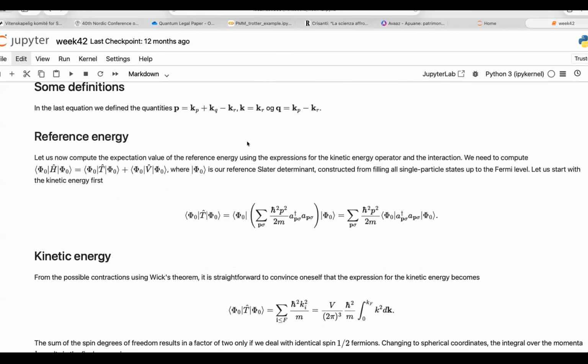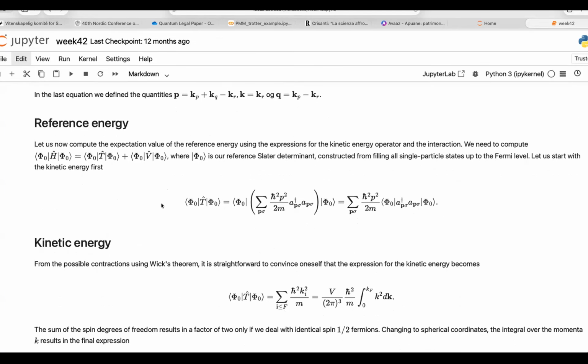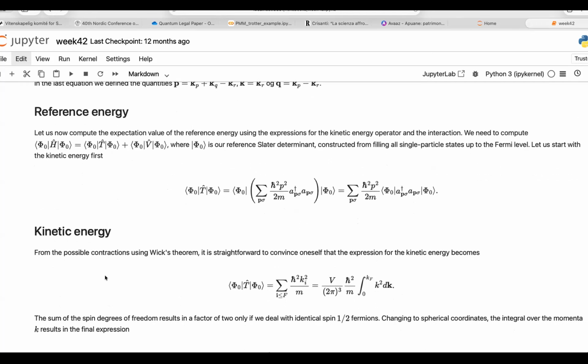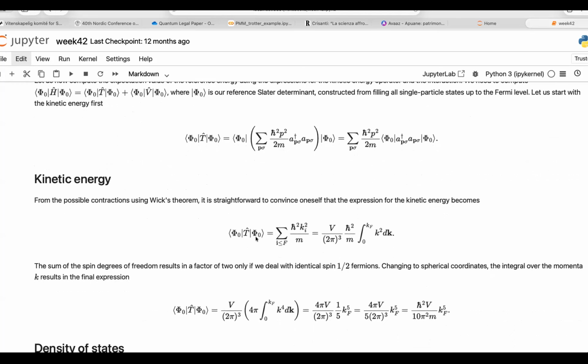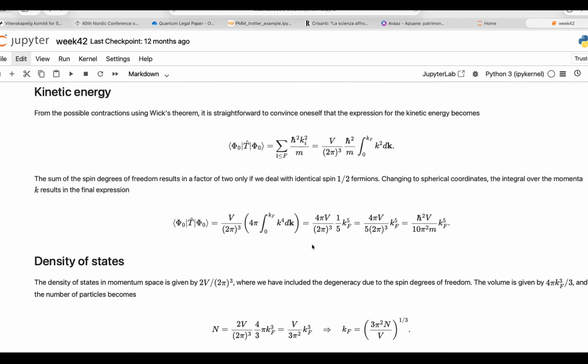Then what we also did was to compute the expectation value with a given Slater determinant. In our case, this could be the Hartree-Fock Slater determinant. And in that case, what we did was simply to evaluate these terms here. And we found that this is given by the Fermi momentum to the power of 5. There's a volume element divided by the mass, and then a natural constant.